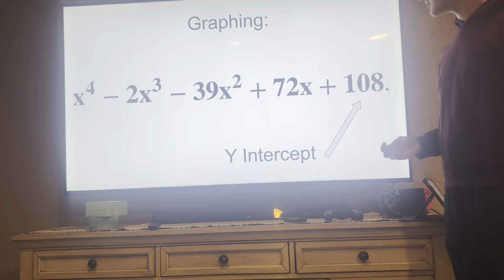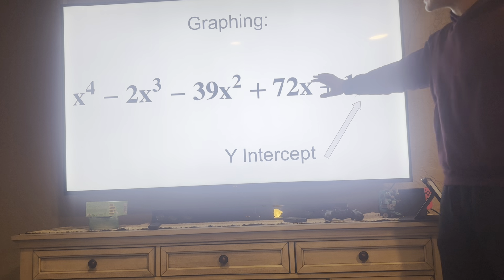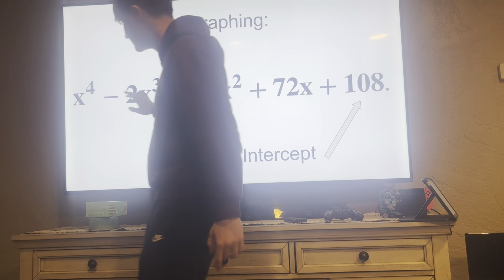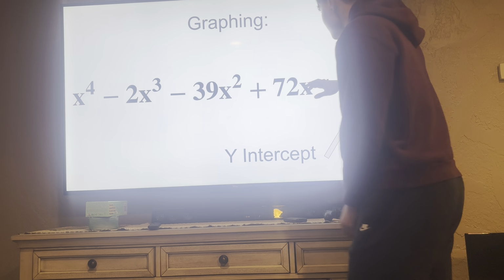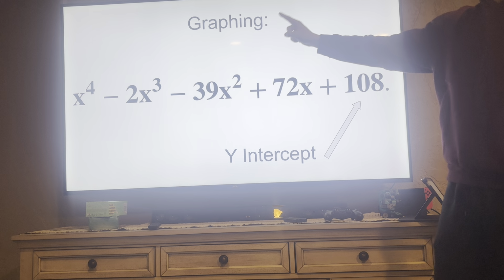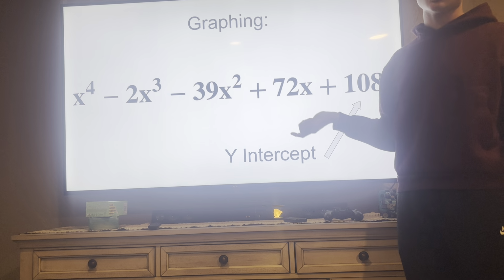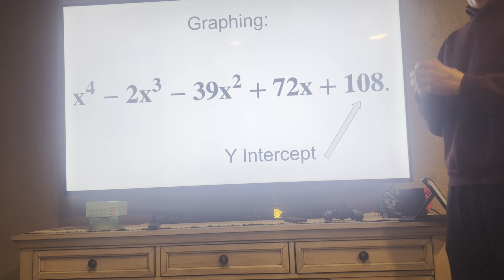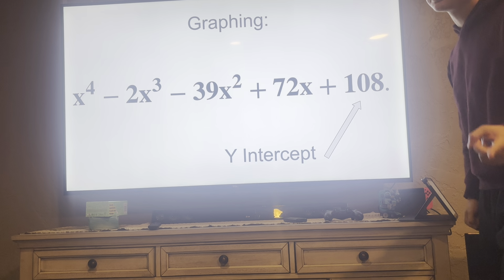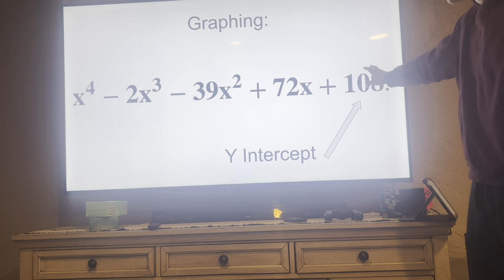And now you might be thinking, okay, so why is 108 my y-intercept? That's because if you replace every single one of these x's with 0, this is just the same as 1x to the 4th. Every number that's in front of each of those variables will be multiplied by 0. And as we know, according to the zero property, any number multiplied by 0 is equal to 0. So your y-intercept is always going to be the remaining number that does not have a variable.